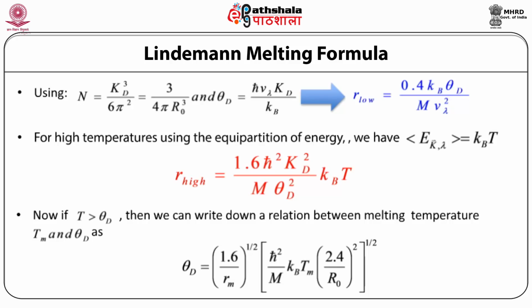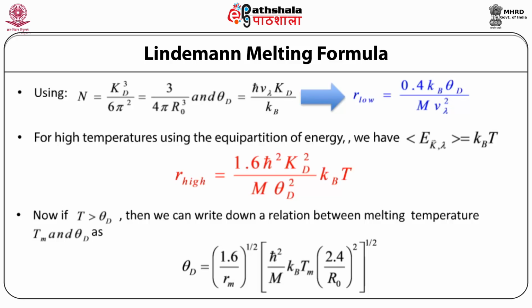For high temperatures, using the equipartition of energy, that is the average value of E k lambda should be equal to kbT, we have now an expression for the higher limit, that is for R high, which is equal to 1 by 6 h cross square kd square into kBT divided by m theta d square.